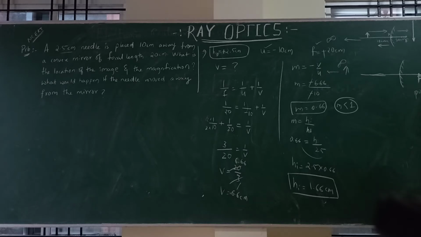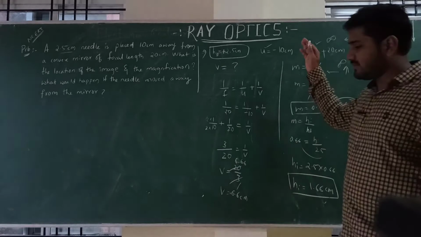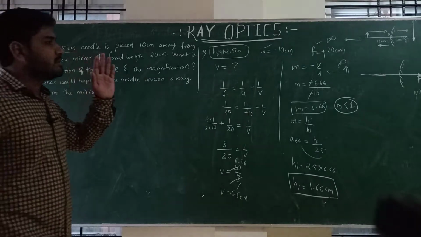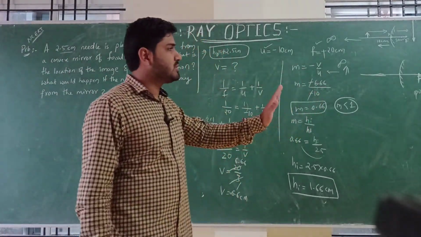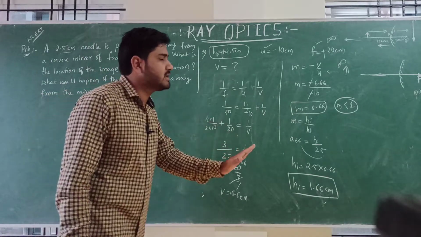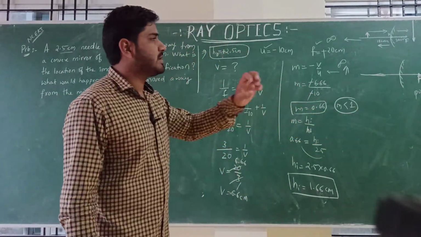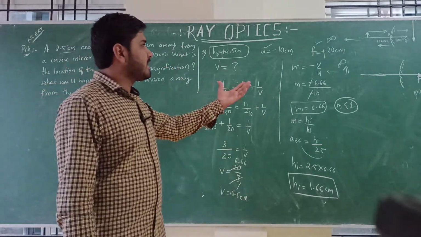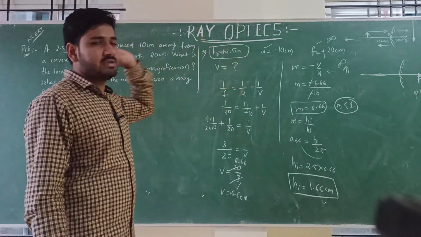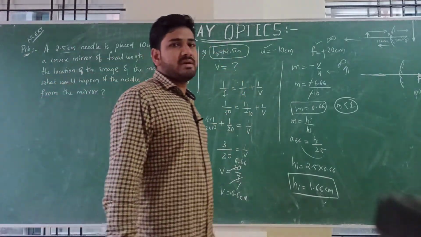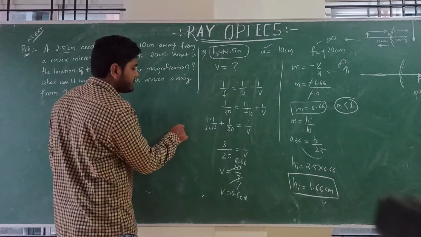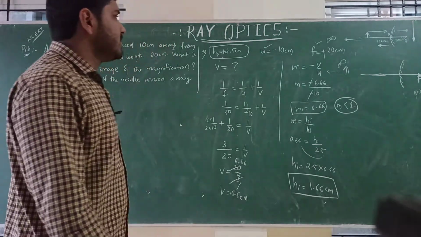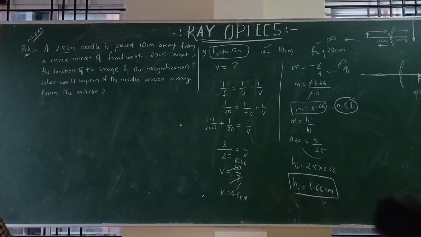So what will happen if I send this needle away from the mirror? Finally the image will approach the focus. The image will come towards the focus, and the size of the image will go on decreasing. Finally at a very far distance, when the needle is very far, at that time the point image is formed. Point image means one very small point type image will form. So finally we will get one point image there. So this is the conclusion, and this was the problem.